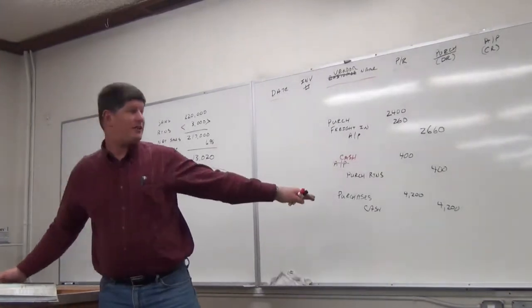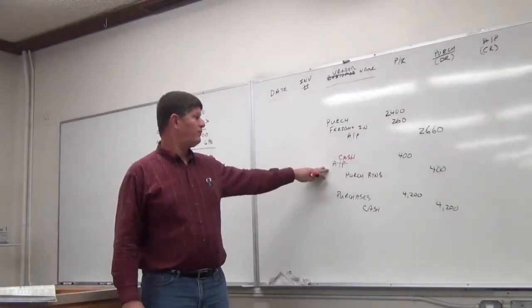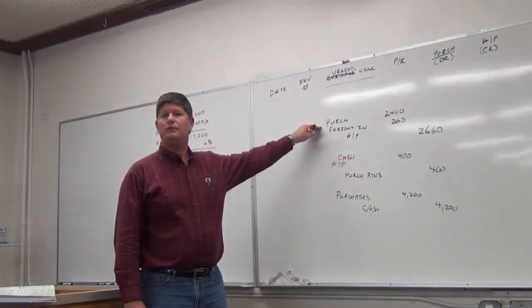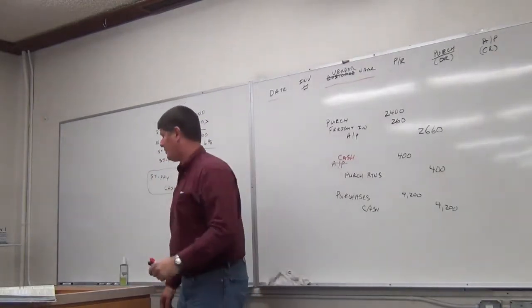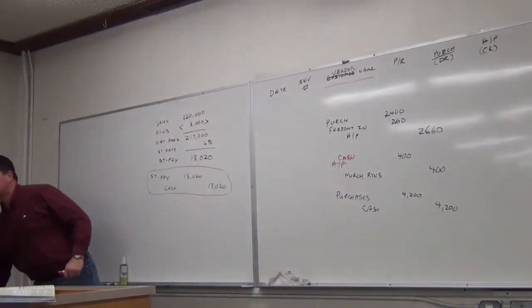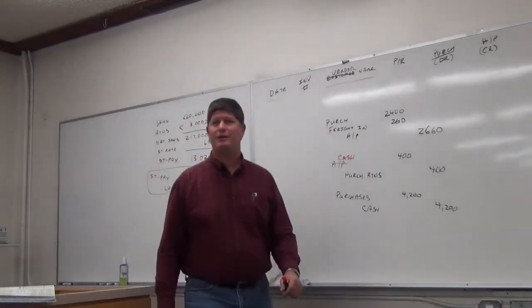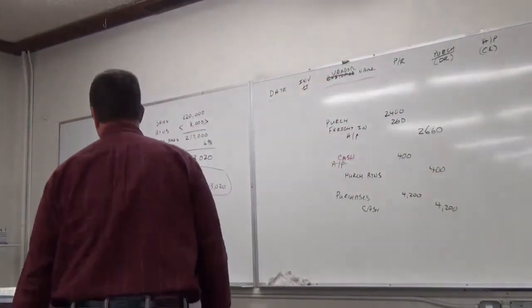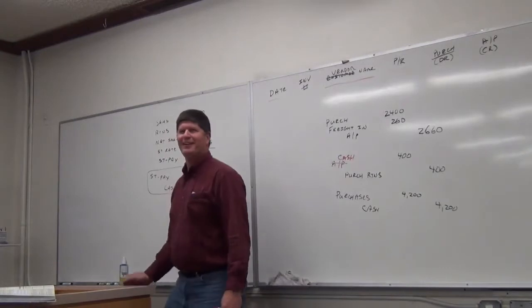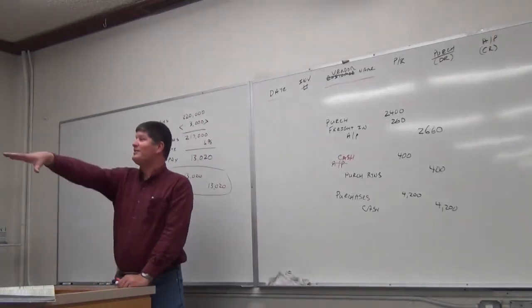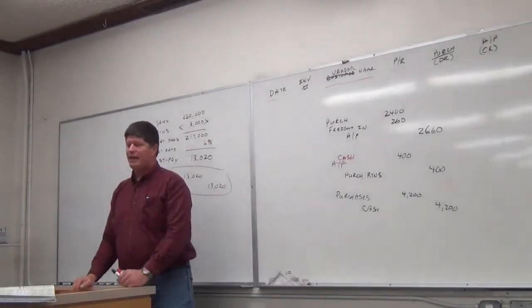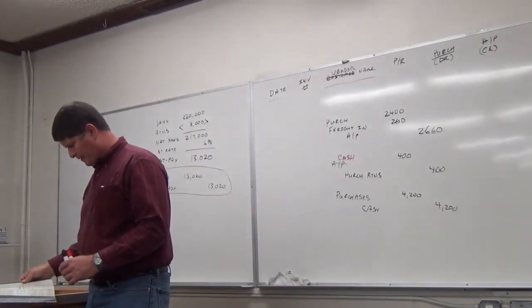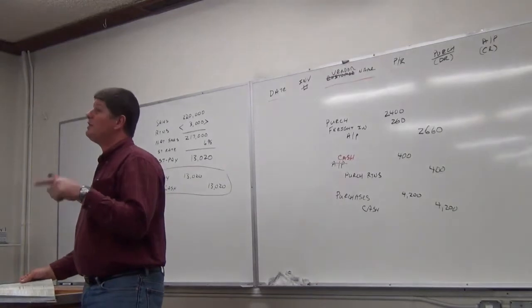So questions on this. Cash payments journal, general journal, purchases journal. Good? Okay. Other questions? What was your question? 8.6. Okay. Would you be so kind as to read it while I erase?